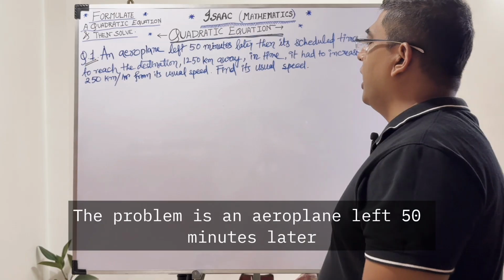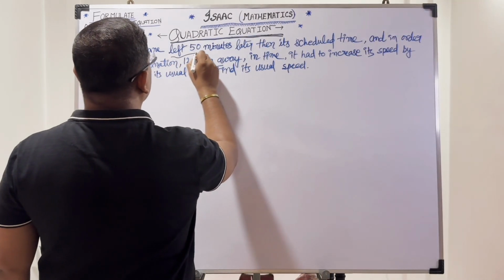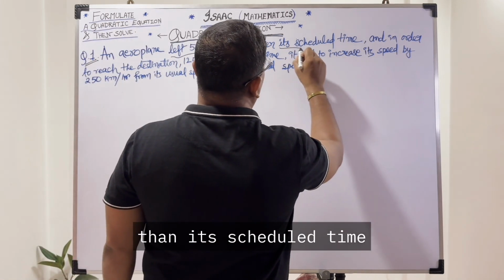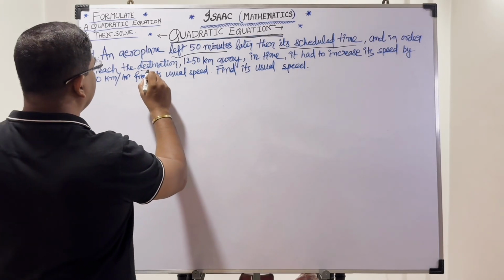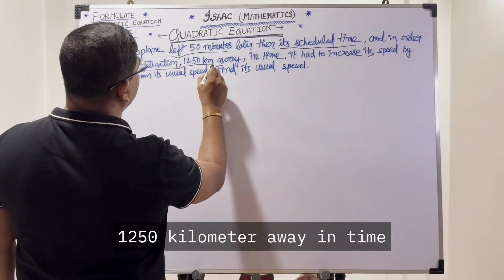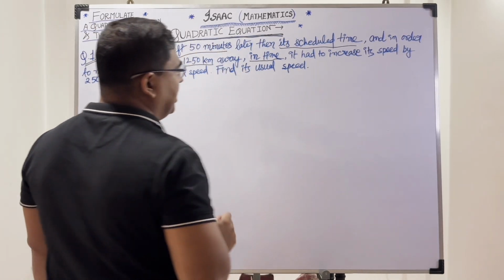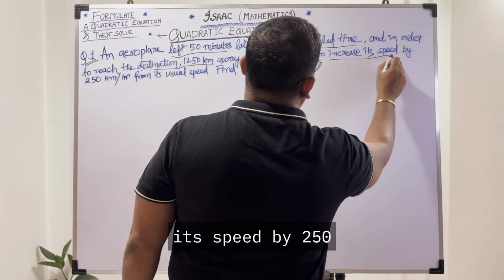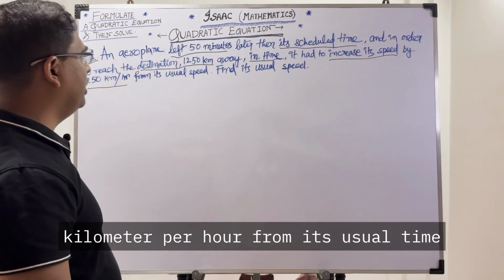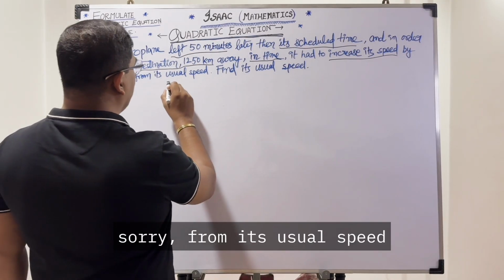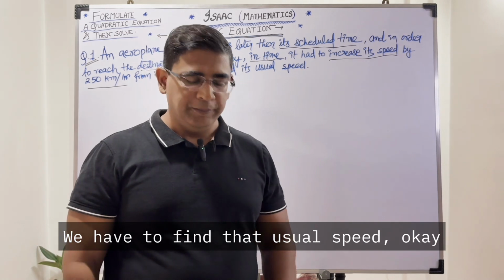The problem is an aeroplane left 50 minutes later than its scheduled time, and in order to reach the destination 1250 kilometer away in time, it had to increase its speed by 250 kilometer per hour from its usual speed. We have to find that usual speed.